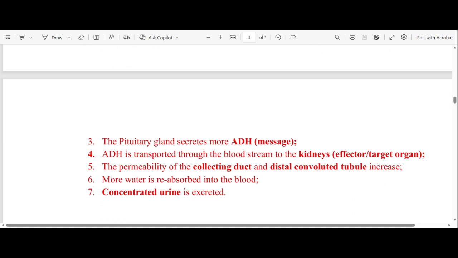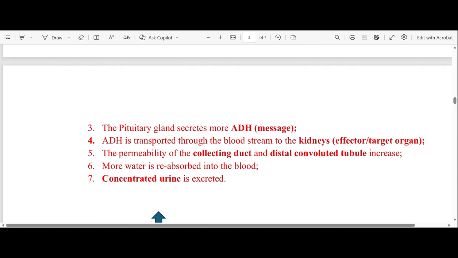And that message needs to go to the target organ. Now let's see what the target organ is. ADH is transported through the bloodstream to the kidneys. So the kidneys become your target organ. Does that make sense? Okay, now let's go to the fifth point. What happens in the kidneys? Remember, the kidneys have to oppose the imbalance.